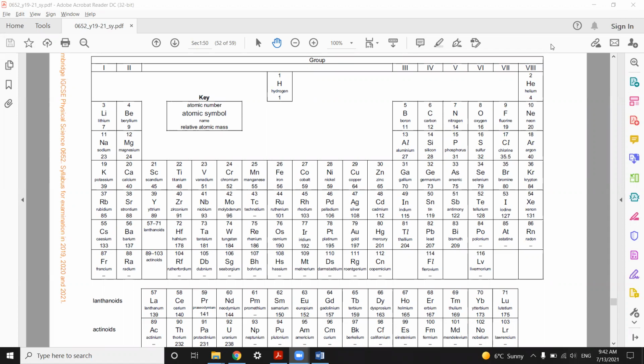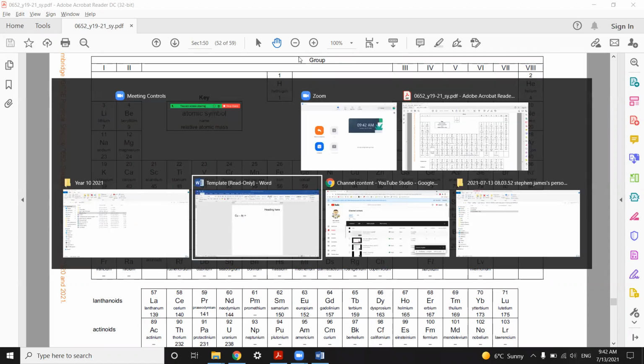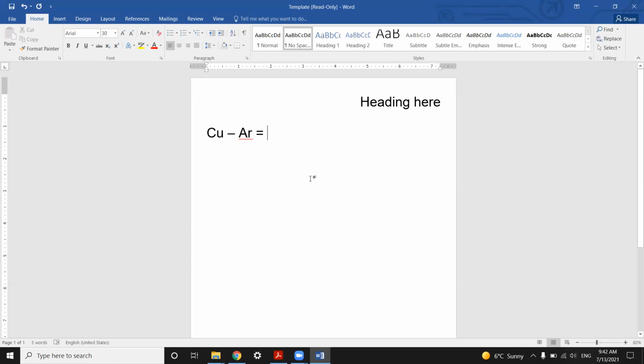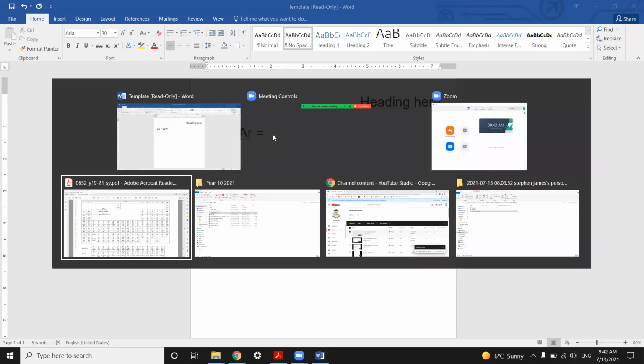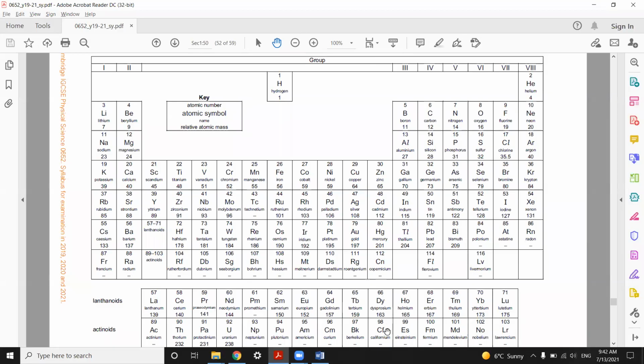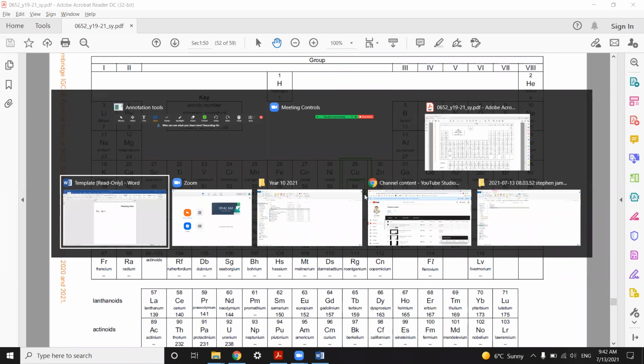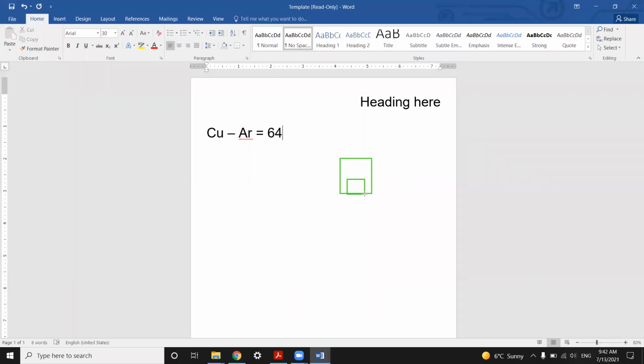Okay, so if it's just for copper on its own, and you have to work out the relative atomic mass, it's quite straightforward because all you do is look at the periodic table and look for the bottom number. So you go there and find copper, you find it over here, and then you see the bottom number. The bottom number is 64. The relative atomic mass of copper is 64. So in that case, the thing you would write down there is 64.